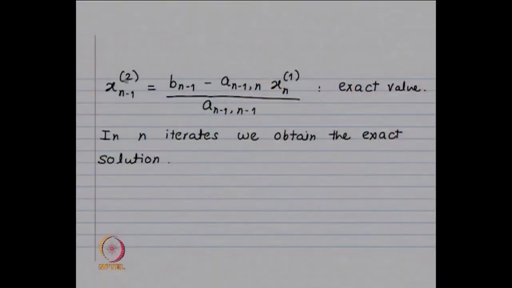Now, when you go to the next iterate, the nth component is already exact, then the n minus first component will become exact. Like that, when you do n iterates, in the end the nth iterate is going to be equal to the exact solution. So we have x n minus 1 2 is equal to b n minus 1 minus a n minus 1 n x n 1, divided by this. This nth component is already exact. So now in the second iterate the n minus first component also is exact, and when you consider n iterates, we obtain the exact solution.